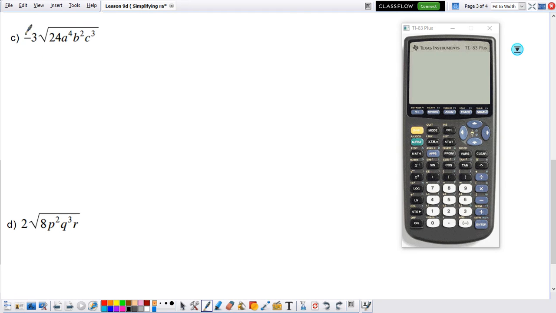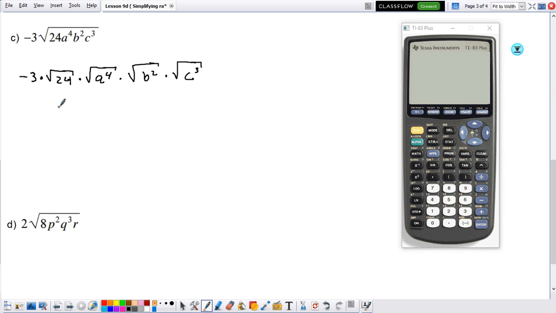Since we have a negative 3 outside, just leave it outside, and you multiply by the square root of the first thing, which is 24, times the square root of a to the fourth, times the square root of the second expression, which is b to the second, times the square root of c to the third. Excellent.